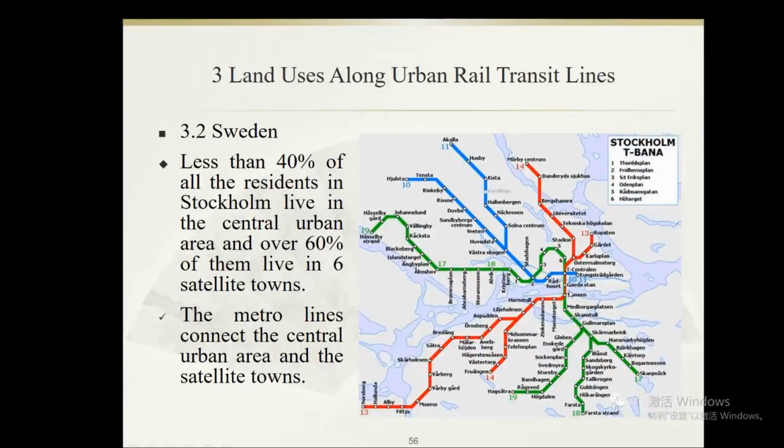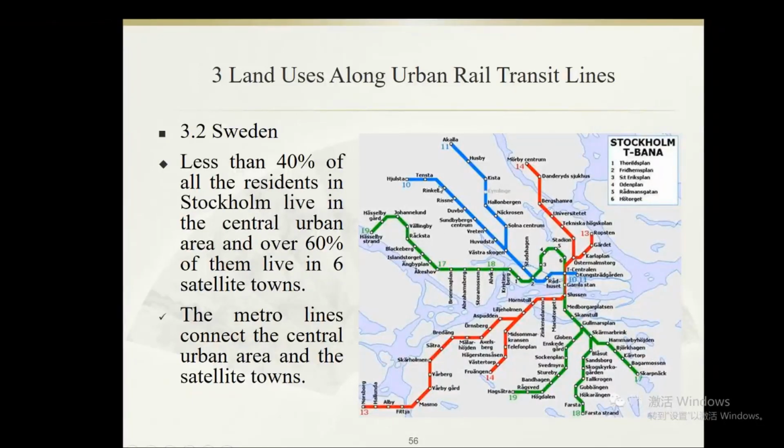Look at here. This is the center. This is downtown of Stockholm. And then different railway lines connect different subcenters. Remember the polycentric urban form? Remember that? I have introduced the polycentric urban form. This is a very typical polycentric urban form. This is Stockholm, one city, one core center, and six satellites, six subcenters.